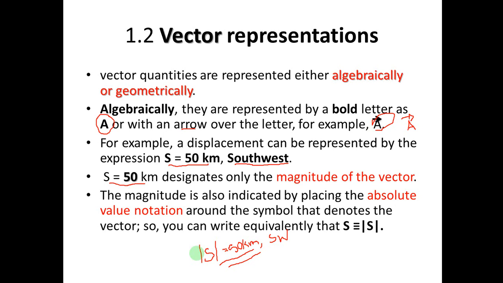So if I write S within an absolute value, it represents the magnitude. The magnitude is 50 kilometer. But the southwest is the direction. A vector quantity, as you know, is described using magnitude and direction. So don't forget to mention these two things when you are representing a vector physical quantity, which are the magnitude and the direction.